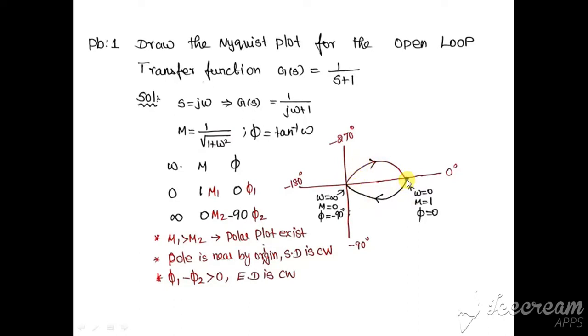Here in black color, from omega is equal to 0 starting point, when omega is equal to infinity, here the ending point. So now we need to draw the mirror image. Starting point of mirror image is ending point of polar plot. This is the ending point of polar plot. We need to start from here. This mirror image is simply symmetrical about real axis. So ending point of polar plot is the starting point of mirror image, and ending point of mirror image is the starting point of polar plot. So like this we can draw.